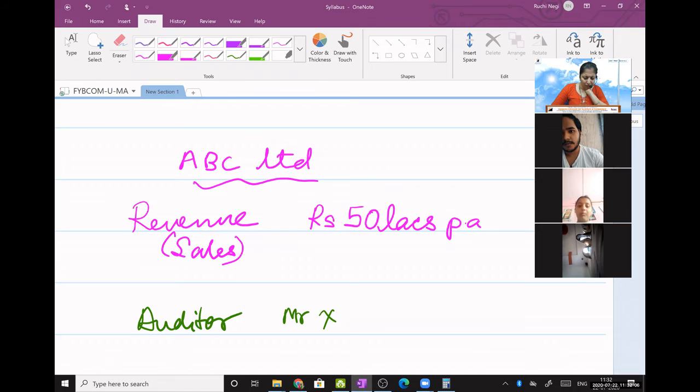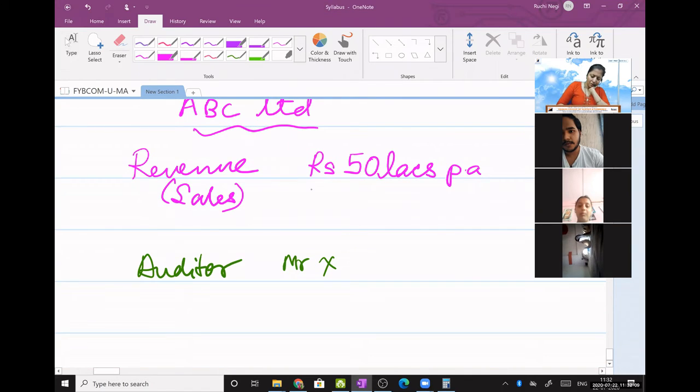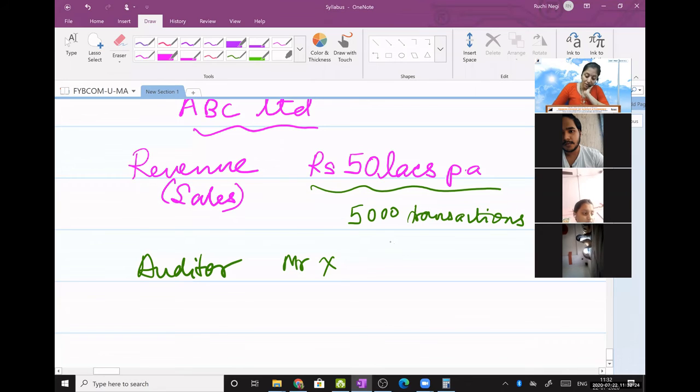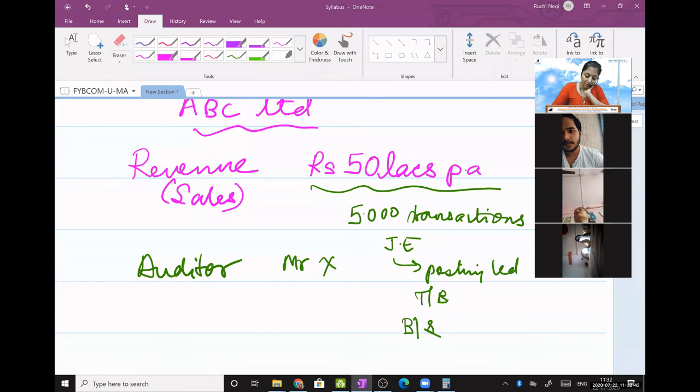Now what will happen? Say for example, to earn this 50 lakhs, how many transactions were there? Say in a year there are 5,000 business transactions. 5,000 business transactions means 5,000 journal entries and then posting them into the ledger, then making a trial balance, and then finally making the balance sheet. Do you agree to this? Any doubts till here? Just acknowledge it in the chat box.